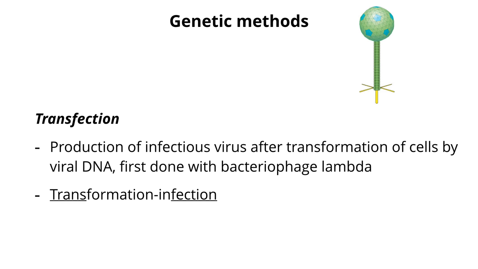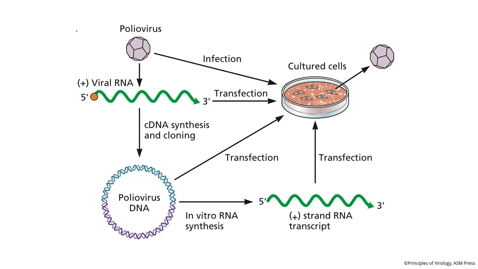So transfection, the word that I mentioned I'll use a lot, is the production of infectious virus after putting viral DNA into cells, typically in a viral plasmid, first shown with bacteriophage lambda, and that's the derivation of that term. So here's a scheme of this process for poliovirus. Poliovirus is shown here. The RNA is a plus-stranded RNA, which happens to be mRNA.